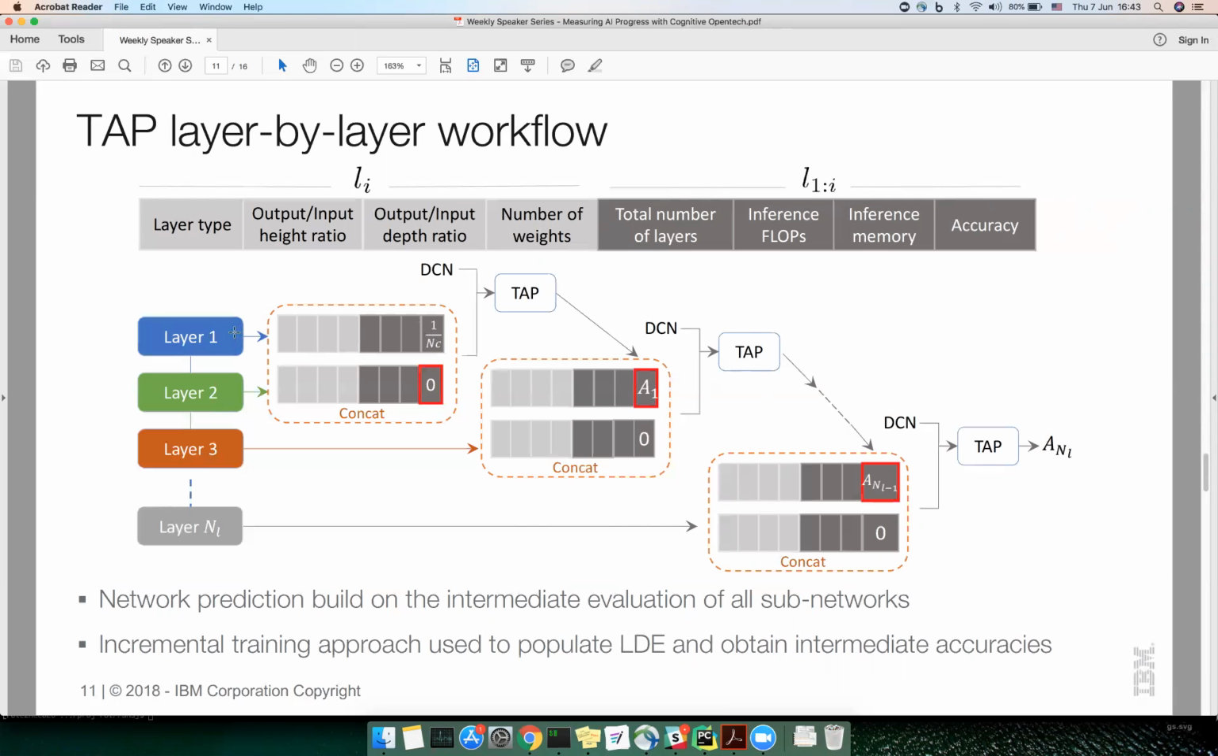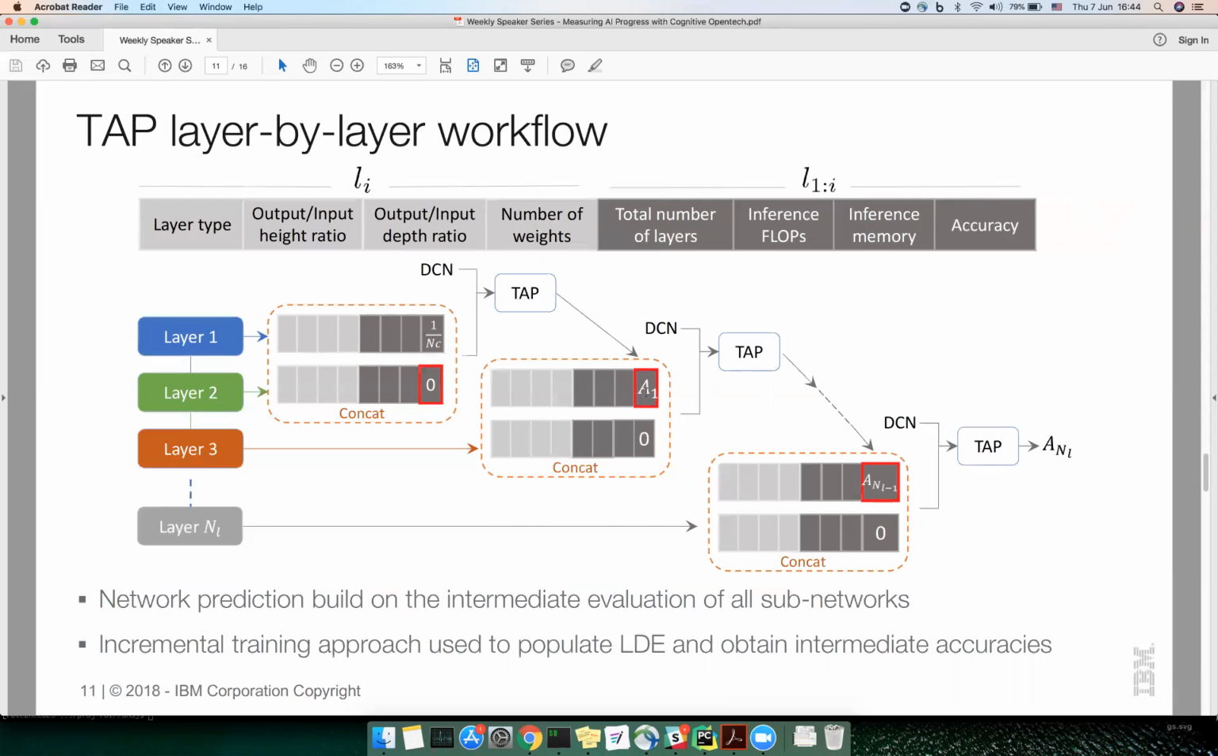If you had only an input layer, the network wouldn't learn anything. While for the layer that we want to do the prediction for, in the accuracy place, we put 0. We concatenate these 2 vectors, together with the dataset characterization number, we pass it through the training accuracy predictor, and we get the accuracy of layer 2. There is a mistake in the slide. It's not A1, this should be A2. So it's the accuracy of layer 2.